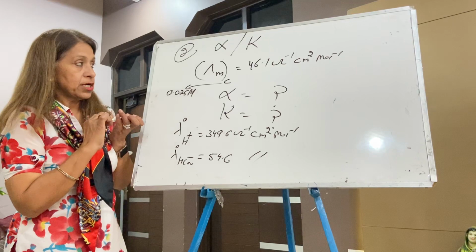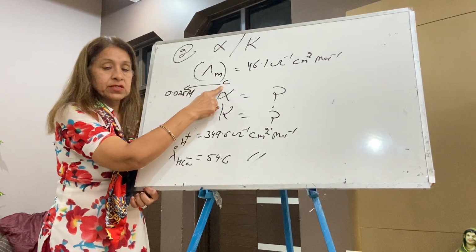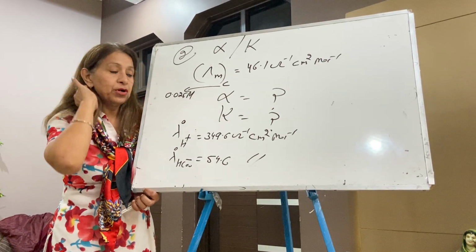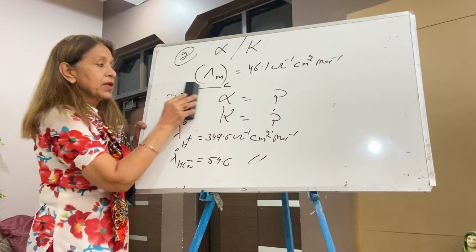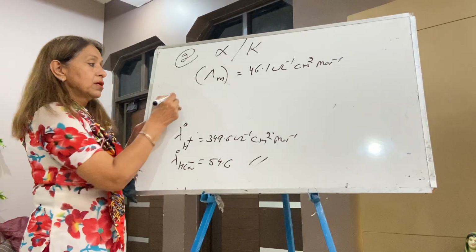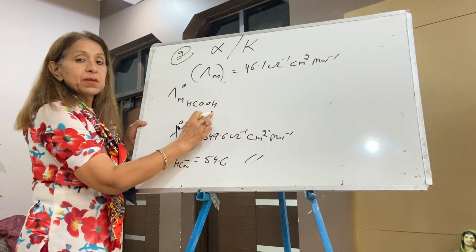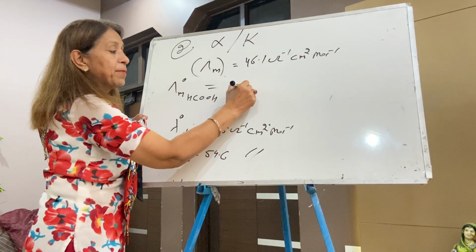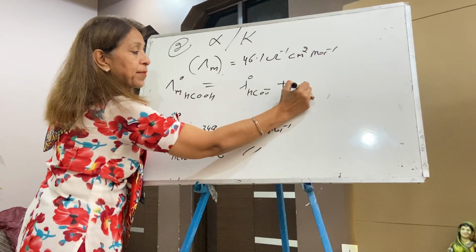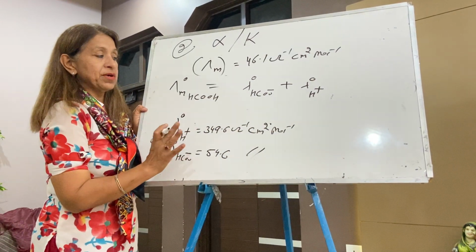Okay, let us start doing the numericals. Molar conductance at a particular concentration is given. Ionic conductances are given, nothing else. What will you do? Very simple. You will add these two ionic conductances. Write down, apply Kohlrausch's law first. Lambda m naught of formic acid, methanoic acid, is equal to lambda naught of formate ion, methanoate ion, plus lambda naught of H plus. HCOO minus plus H plus. This is Kohlrausch's law.